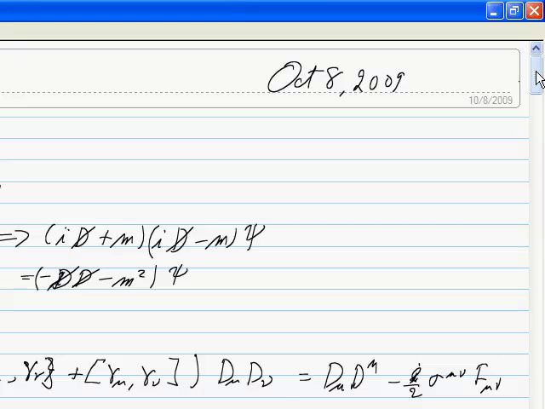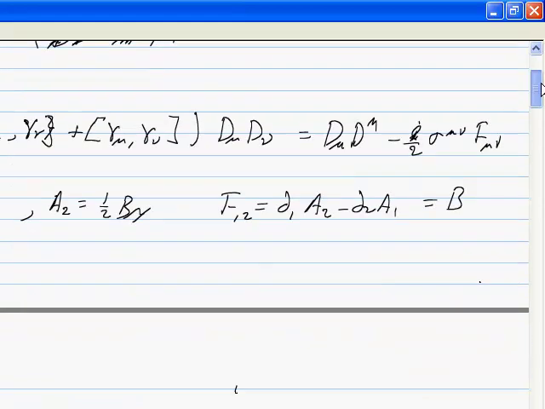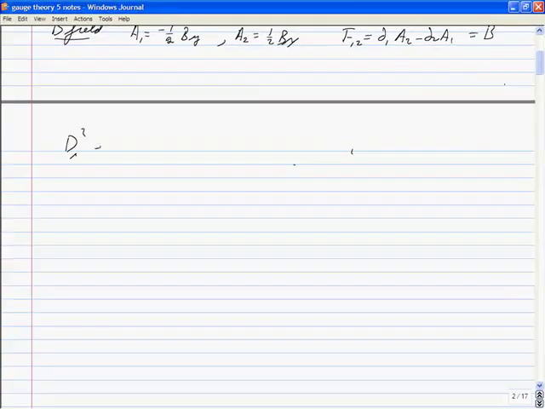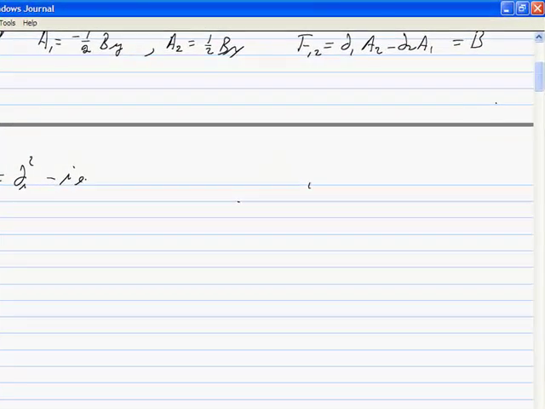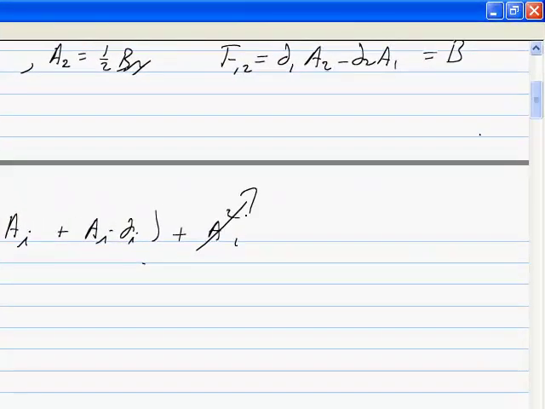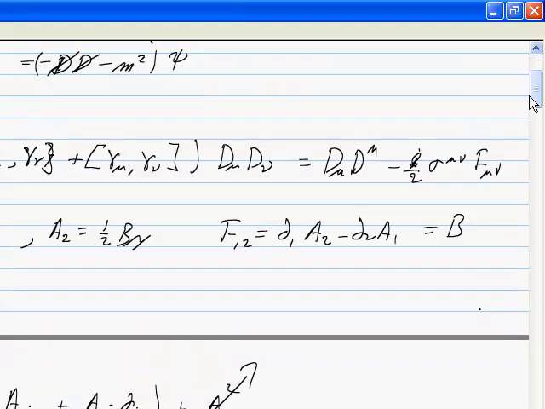So then we have D_i squared, which is D_i squared minus ie (D_i A_i plus A_i D_i) plus A squared, which will drop. With these A's, this thing commutes.